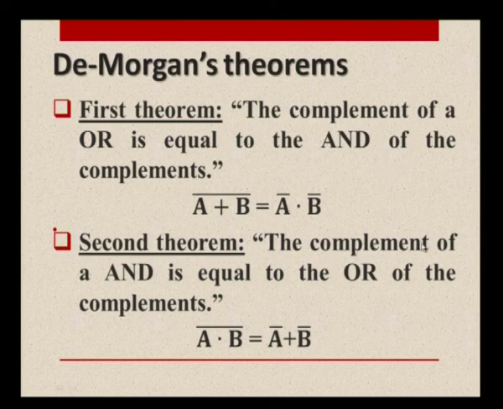The second theorem: the complement of AND equals the OR of the complements. This is the complement of AND, which is nothing but the NAND, and it is equal to A complement ORed with B complement. Individually the complements are taken here, while together the complement is taken for AND. So, two theorems are to be proved. We need to understand the two theorems so that they could be used in simplifying the logical expressions.